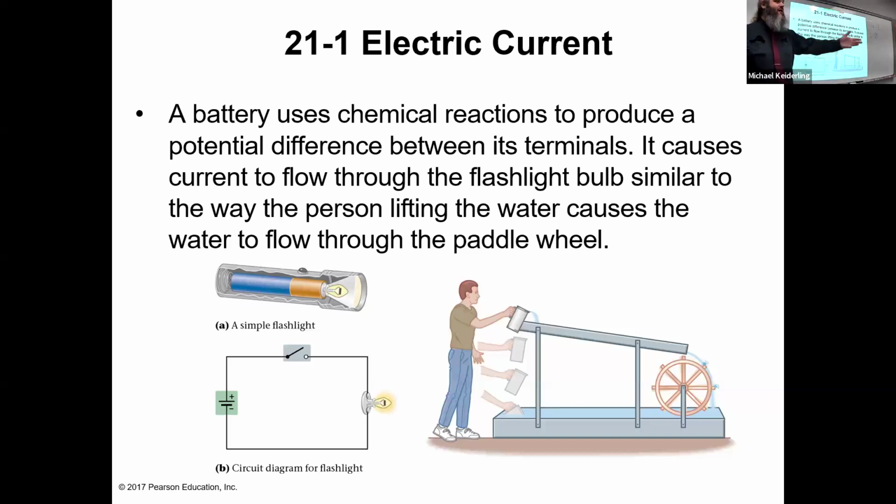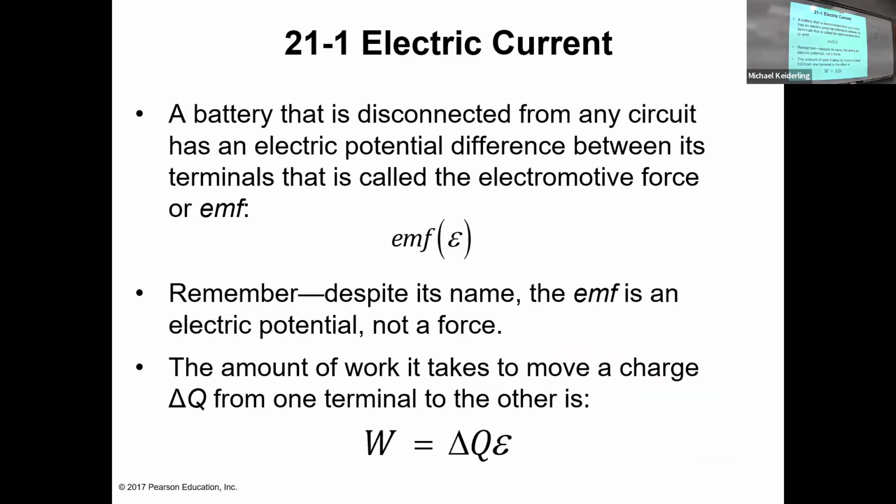In our labs, we've been using power supplies that take the AC current from the walls, which is generated far away, and turn it into DC current. But that's the general idea. A battery is a device that generates a potential difference with a chemical reaction. A battery that's disconnected from any circuit will have an electric potential difference between its terminals. That's called the electromotive force, or EMF.